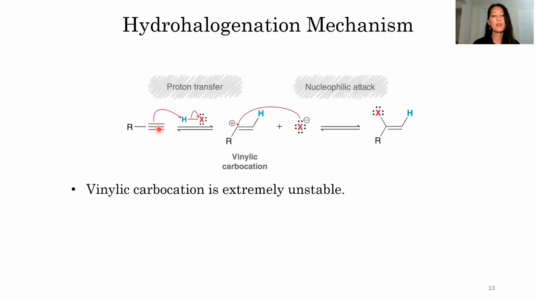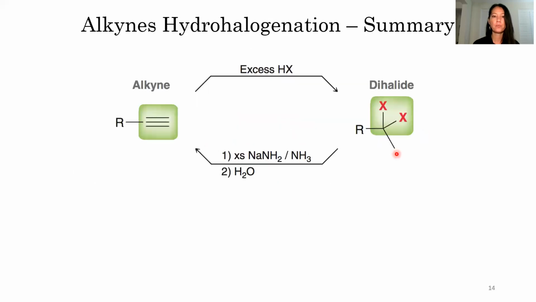The mechanism is shown here. The pi bond breaks, adds hydrogen, protonates it basically, and kicks out the halide, and then the halide comes in. So you have this intermediate vinylic carbocation. This is very unstable, so this will react very quickly to generate this vinyl halide here. If you have excess HX, you will get your dihalide. However, as we've seen in preparation of alkynes, you can take these sort of guys and hit it with sodium amide, aqueous workup, and you can prepare alkynes.